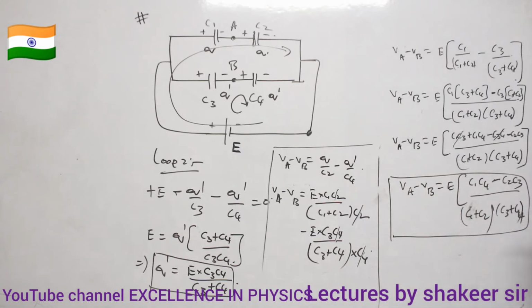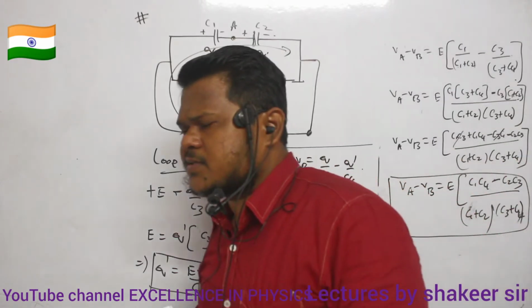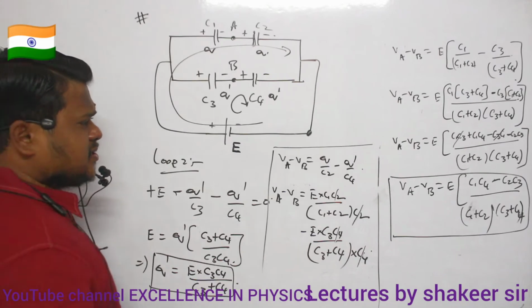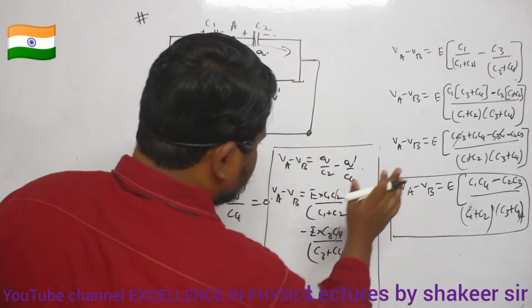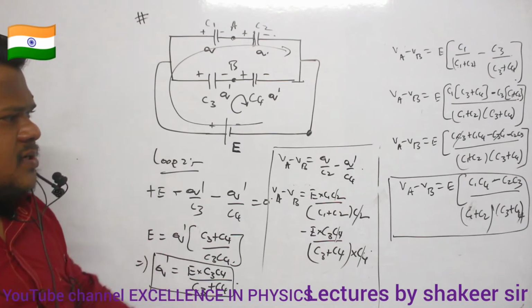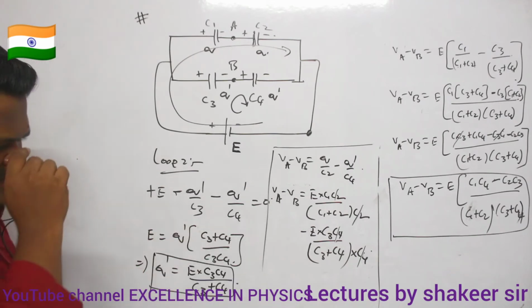Okay. Then he is asking a second question also. What is the second question he is asking? If VA minus VB is 0, then what is the condition? That is what he is asking. Now can you say how can I calculate this one?